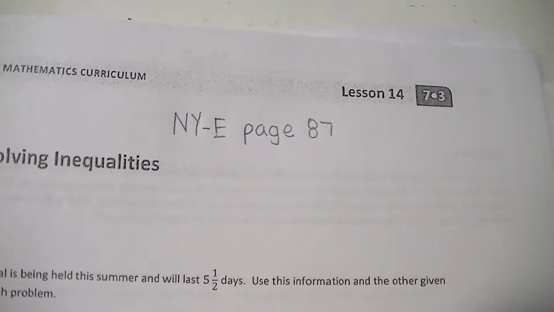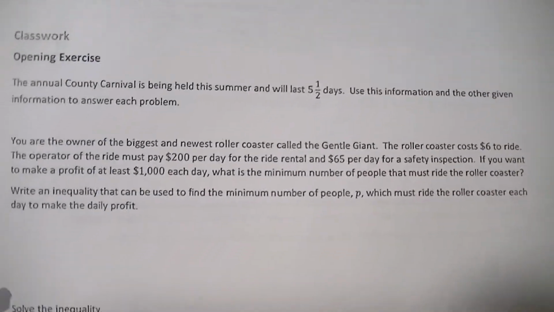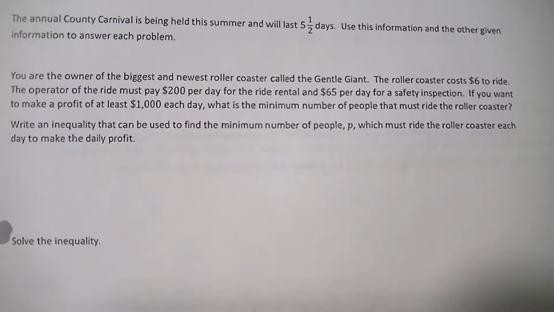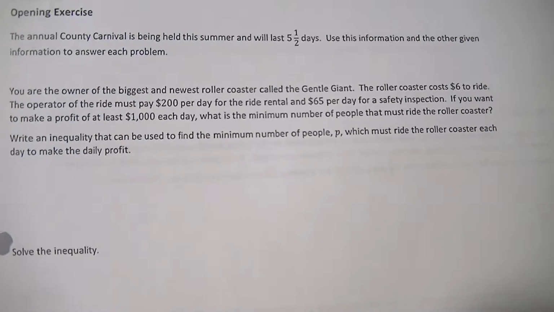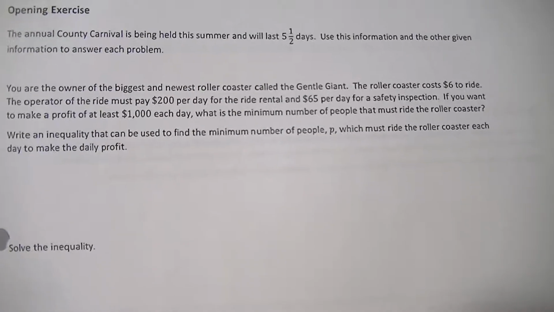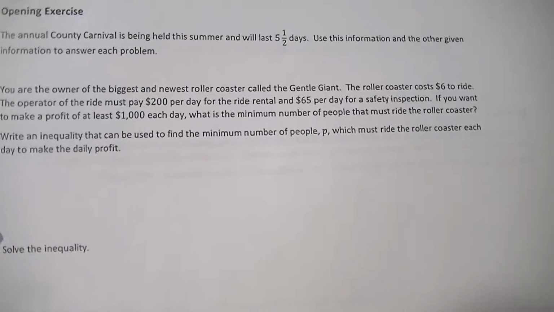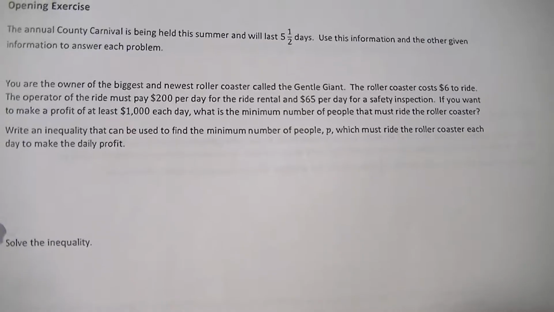I'm going to show you how to complete a problem from your math book on page 87. The annual county carnival is being held this summer and will last 5.5 days. Use this information and the other given information to answer each problem. So you're the owner of the biggest and newest roller coaster called the Gentle Giant. And you're going to charge people $6 to ride it.